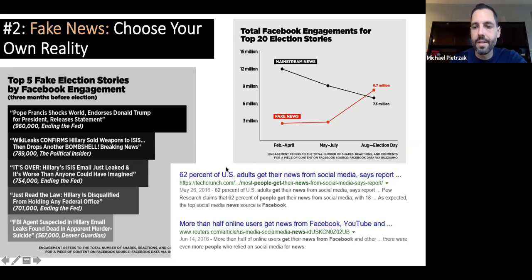Here we have another terrible statistic. 62% of US adults get their news from social media. It's not really that surprising, right? We're all on Facebook much more than we're on a credible news source, right? How do you define credible news source? It's kind of a subjective thing, but the organizations that have journalists that actually went to journalism school, they're more credible than the guy running a newspaper out of his basement, right? Conspiracy theory email or something. More than half of online users get news from Facebook, YouTube, and wherever else.